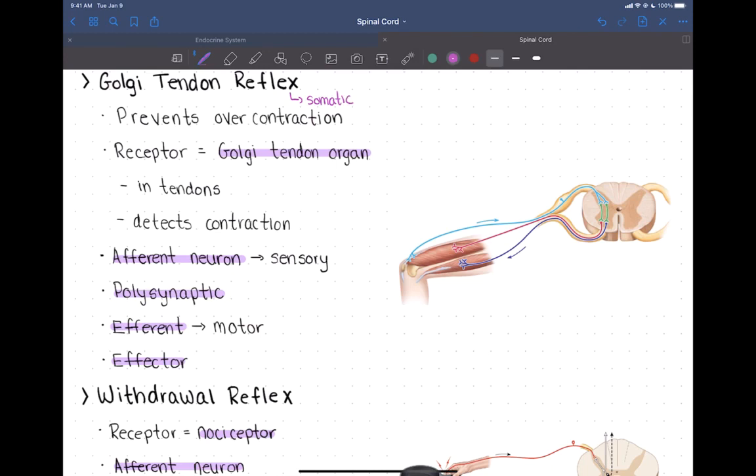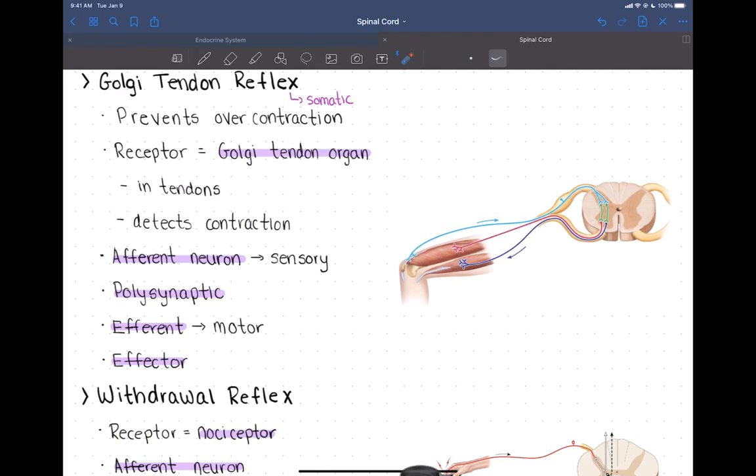The receptor for this reflex is called the Golgi tendon organ. As the name tells you, the Golgi tendon organ is located in the tendons, and it detects contraction of the muscle by the pulling on that tendon.